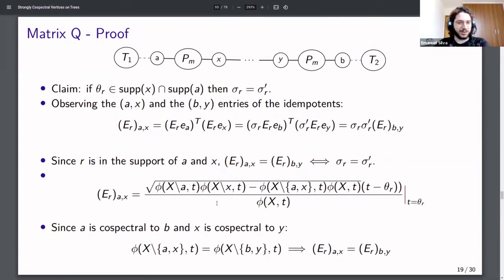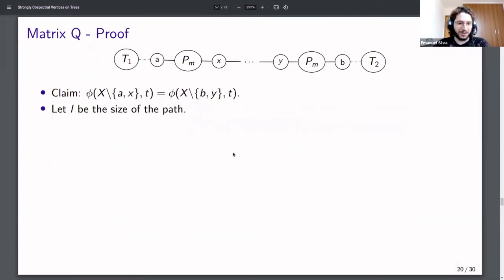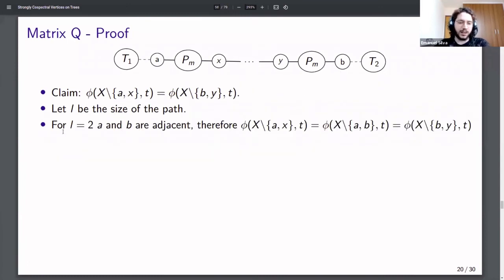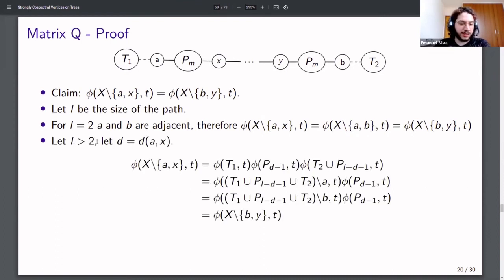And how are we going to do this? By the following method. Let L be the size of the path, so the size of the path containing A and B. For L equal to 2, A and B are adjacent. So therefore, X is equal to B and A is equal to Y. So the claim holds. And for L greater than 2, let D be the distance from A to X. We want to show that this term is equal to this term.